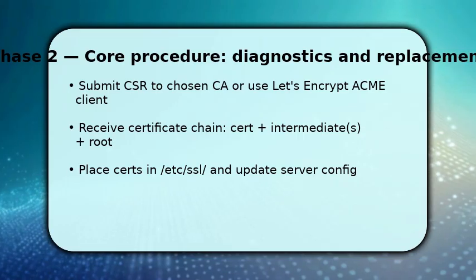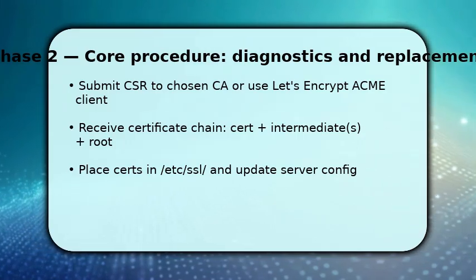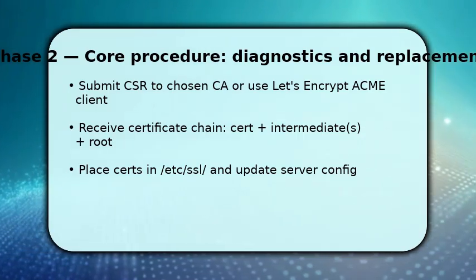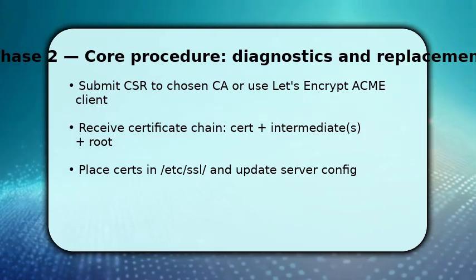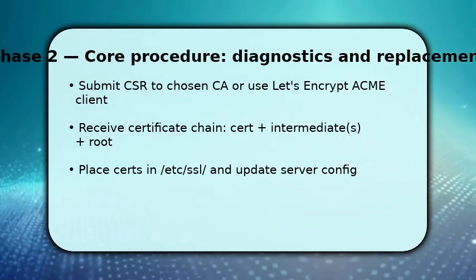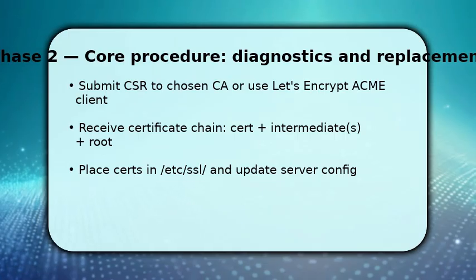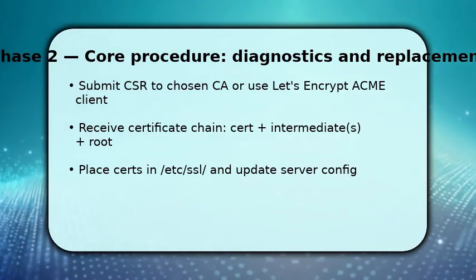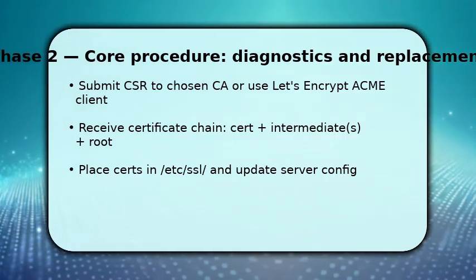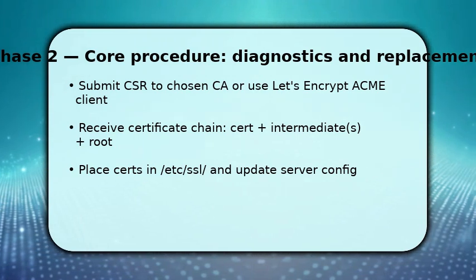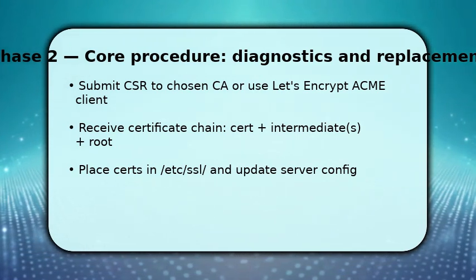ownership. After validation, you'll receive the certificate and intermediate chain. Concatenate them in the correct order. Then, place the private key and combined chain in /etc/ssl/ or your distro's preferred path, and update your web server or service configuration to point at the new files.